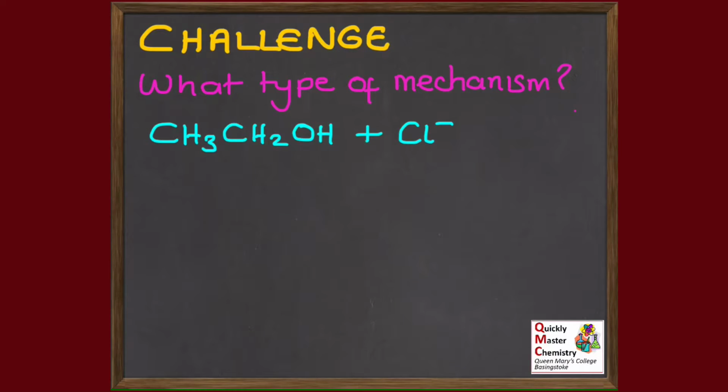What follows now will be a series of challenges for you to test out your understanding, get some feedback. Don't be afraid to go back and listen to the ideas again if things aren't working for you initially. So to start with, here's a pair of reactants, and your challenge: what type of mechanism would be involved here?